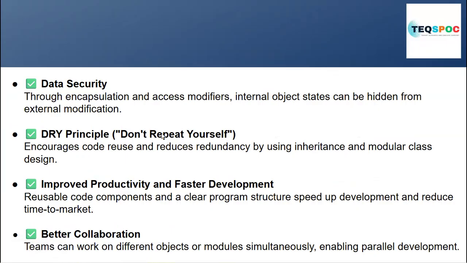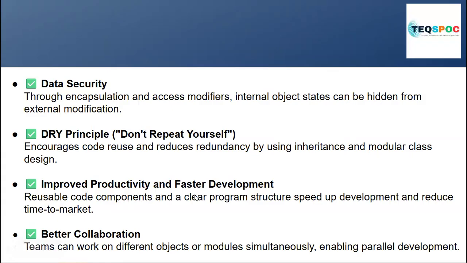The DRY principle means do not repeat yourself. It encourages code reuse and reduces redundancy by using inheritance. Inheritance means one class inherits the property of another class, so we do not have to create the same class again. We can directly import those classes into another class. That is basically the inheritance concept. Do not repeat yourself, that is what it means.